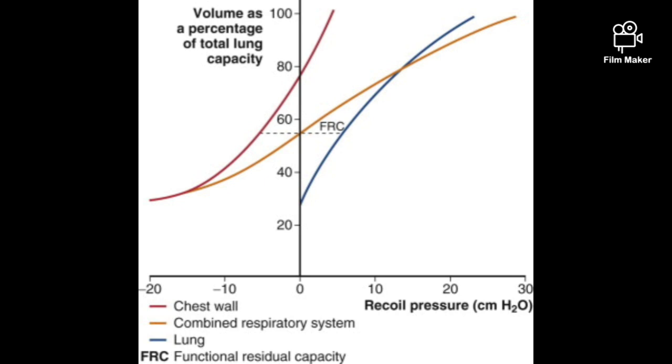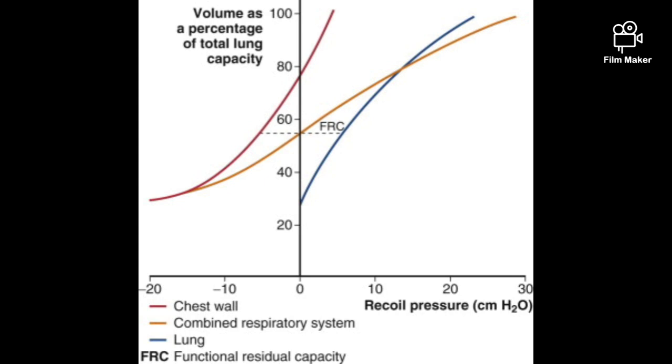The pressure volume loop is compliance of the respiratory system in the human being. If we look into the given graph here, we can see red color response, yellow color response and blue color response. The red color response is the compliance of the chest wall. The blue is the compliance of the lungs and yellow is the compliance of the respiratory system altogether.